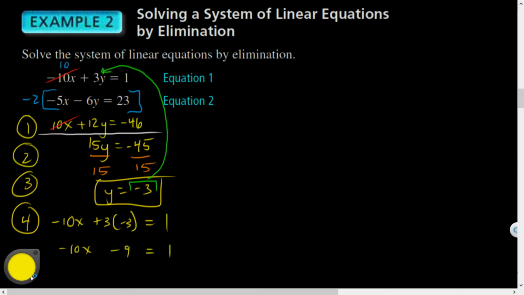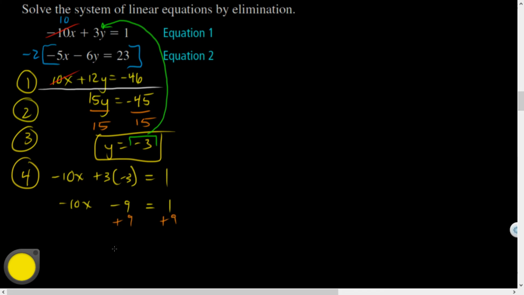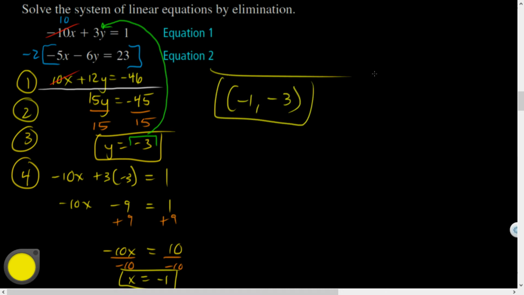-10x minus 9 equals 1. Add 9, add 9. Good, we're going to have time for a class question today. This is going to be great. -10x, those 9's canceled out, is equal to 10. Oh, we can do this. Divide both sides by -10. And I get x equals -1. So my solution is -1, -3. Huh. So yeah, it turns out I can multiply an equation by a number and I can still get a solution. Thing of beauty.